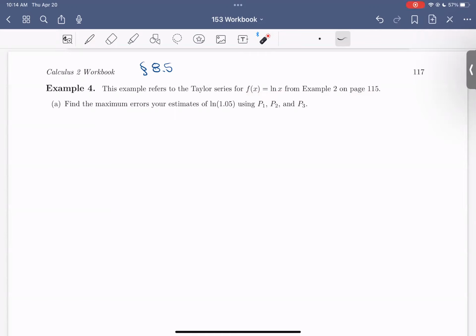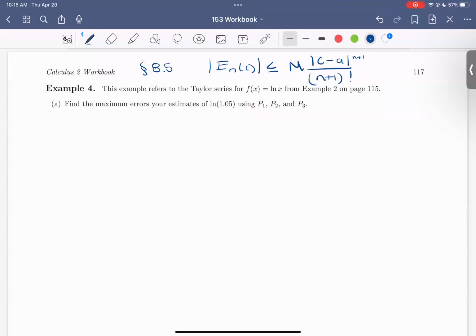What are we being asked to do? It says find the maximum errors for your estimates of the ln of 1.05 using P1, P2, and P3. This is going to be the same procedure, same approach as in example 3, but we're now looking at a different function and different Taylor polynomials that we created. To get started, I want to rewrite that maximum error formula so that we don't have to keep flipping back in our pages. So I'm going to write that out here. Feel free to write it on your page too, so you can refer to it.